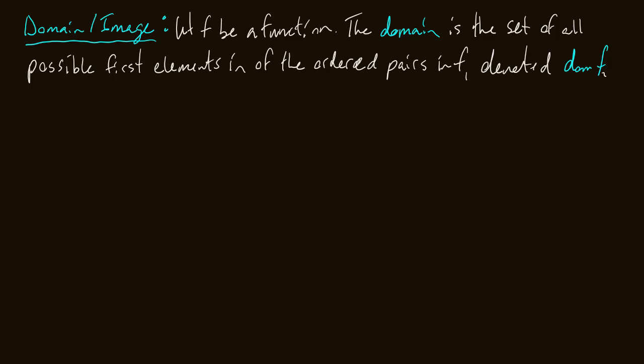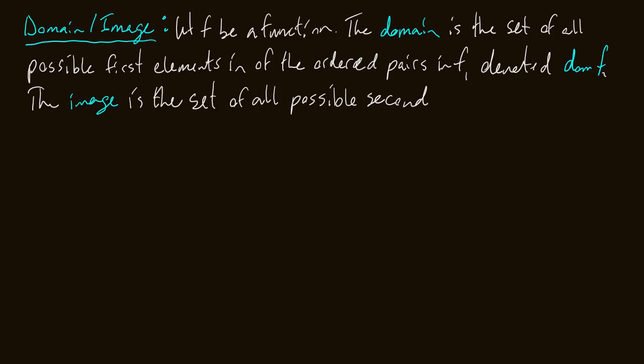Now, our image definition is pretty much analogous. So what I'm going to say is the image is the set of all possible second elements in the ordered pairs of F.